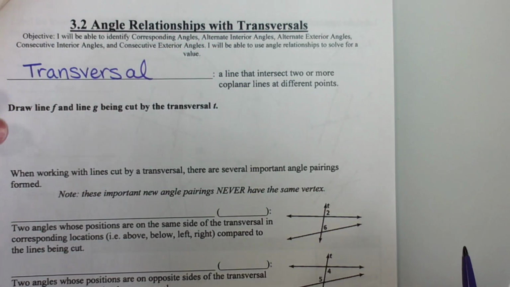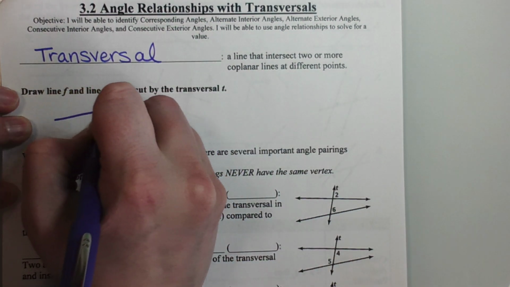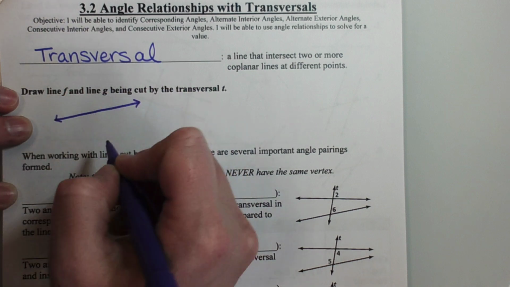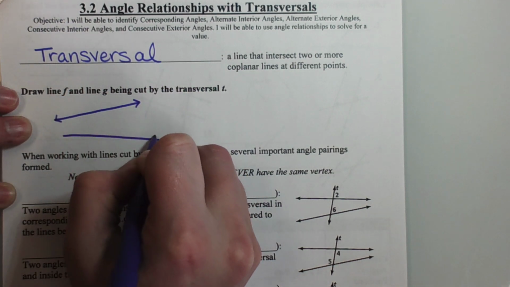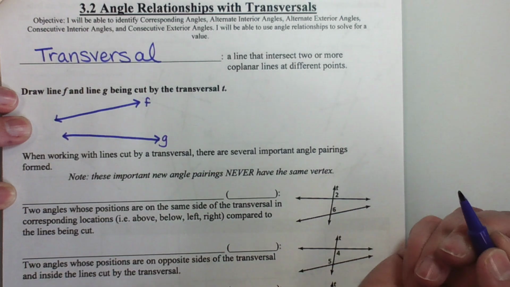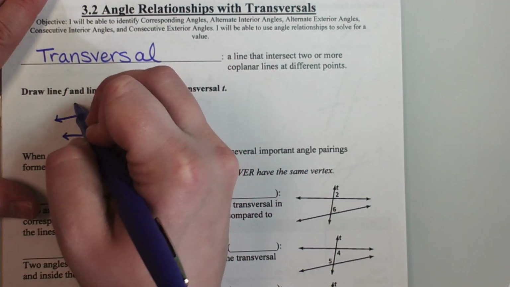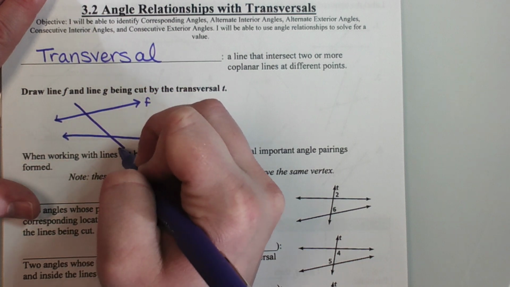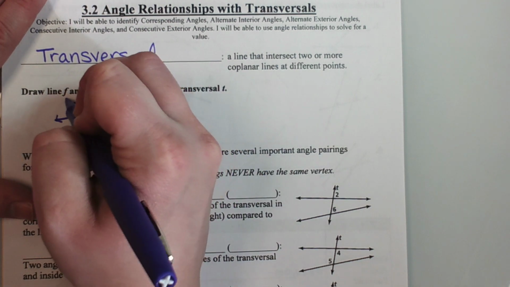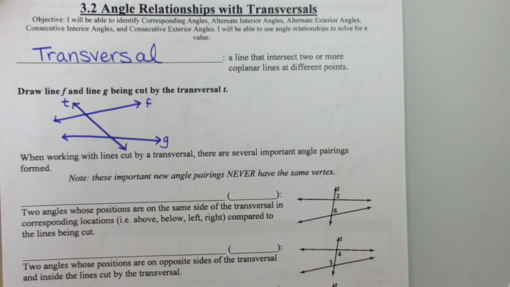And it looks something like this. There's a line. There's another line. I'm going to call that one F, that one G. And I'm going to make a line that goes through both of them. I'm going to label it T for transversal. That is the transversal.